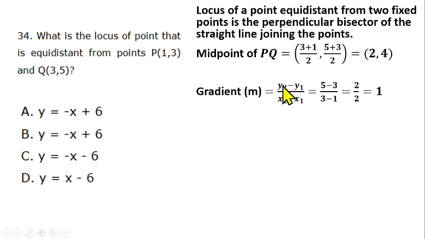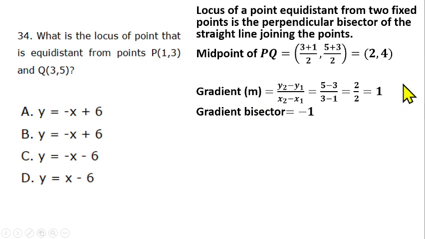The gradient is change in y over change in x. So we have y2 minus y1, that's 5 minus 3, over x2 minus x1, which is 3 minus 1. That gives us a gradient of 1. So that means the gradient of the line that bisects the line joining point P and point Q will now be minus 1.